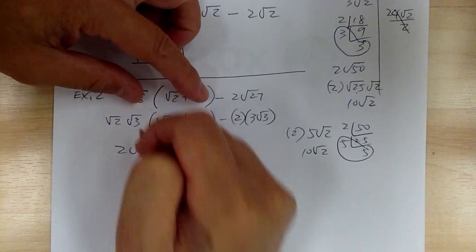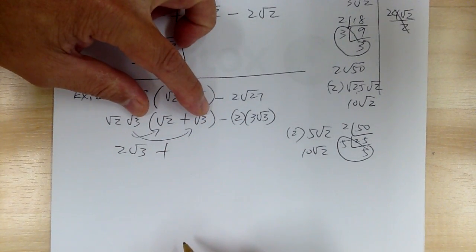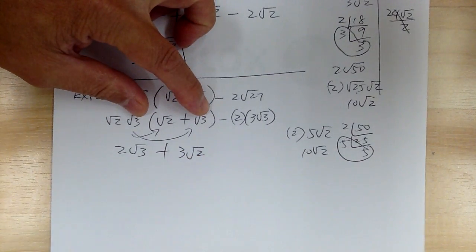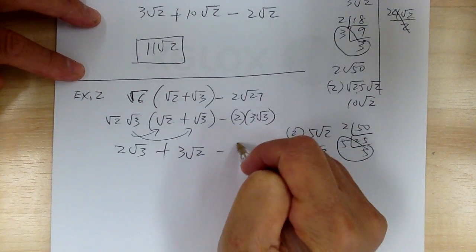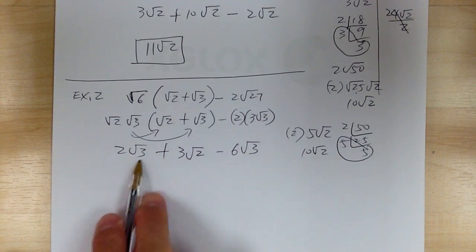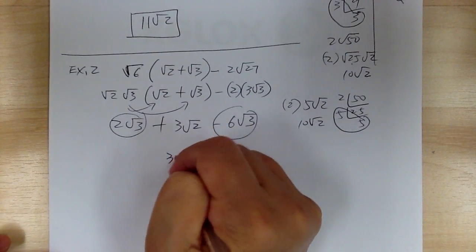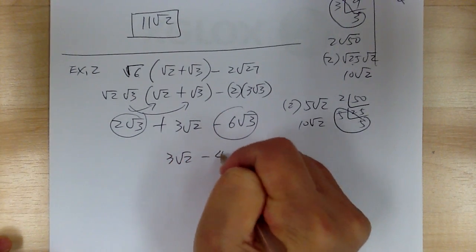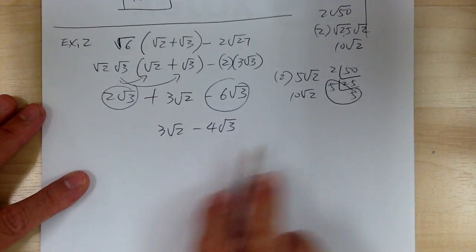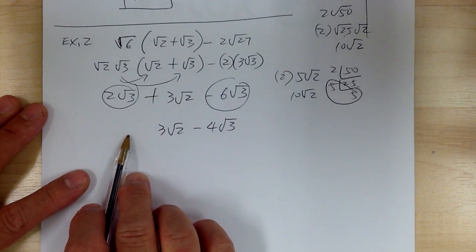Plus, the next one, when you distribute this one, this will give you integer 3, so it will be 3 square root of 2. And this one will give you 6 square root of 3. So these two have square root of 3. These are like terms, so you can combine these. Your answer would be 3 square root of 2 minus 4 square root of 3. Normally you want to put the negative in the back. It's kind of awkward when you begin with a negative term.